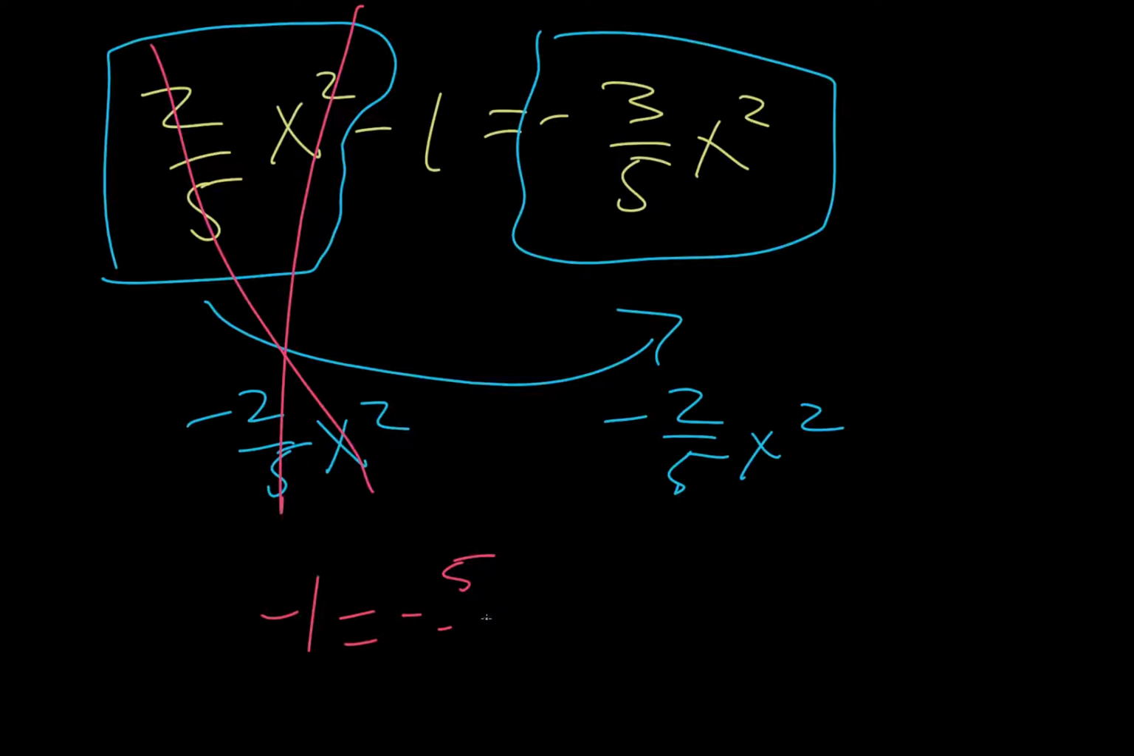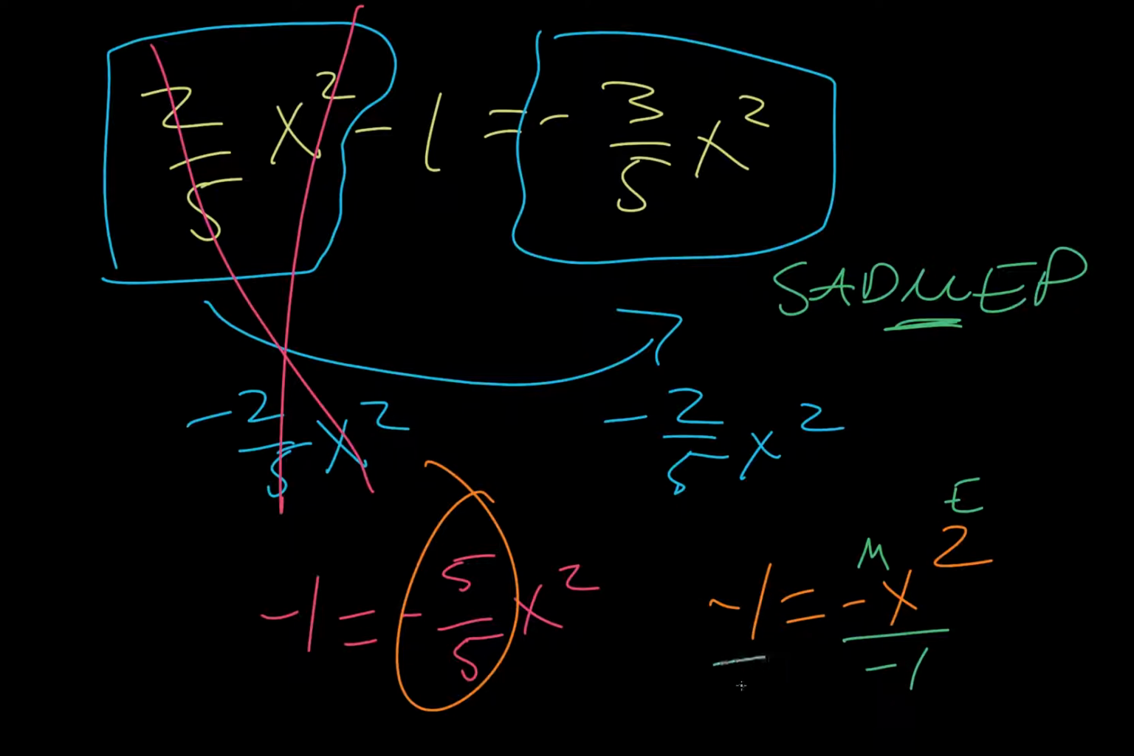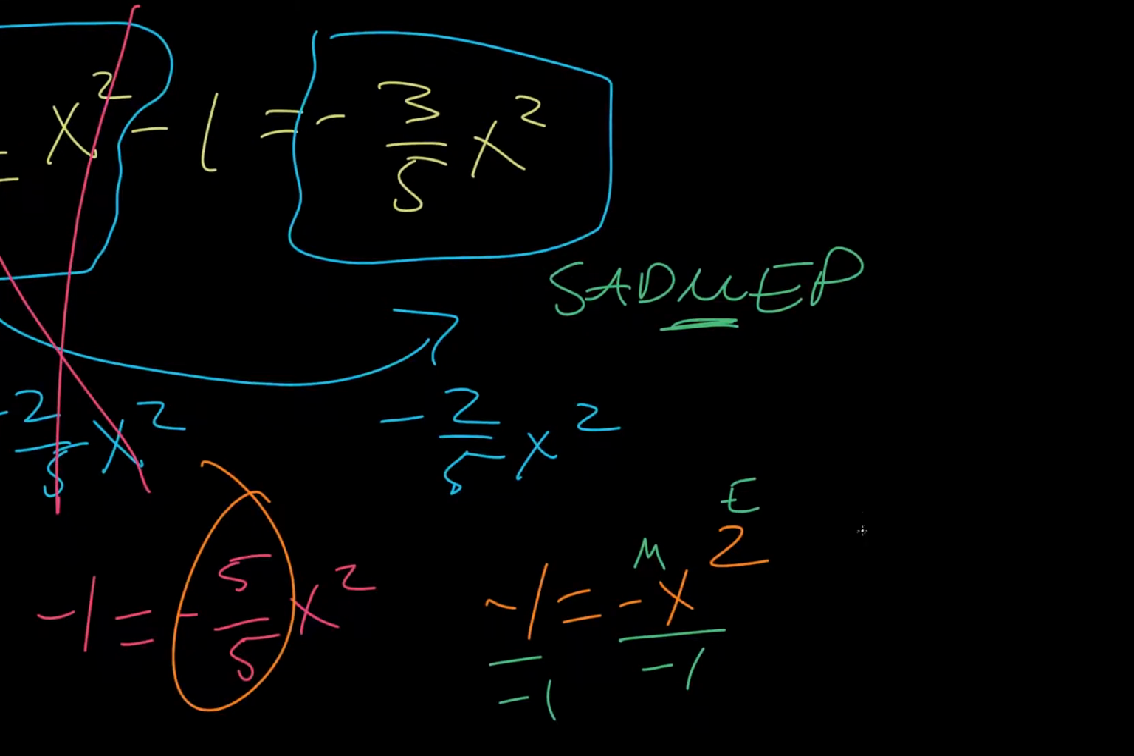So that's -5/5 x squared. We can reduce that. This is really just like a -1, so it's -1 equals -x squared. The negative right here is like multiplying by -1, so it's like multiplication. This is like exponents. And so if we write SADMAP, we see that multiplication comes first. So to undo that, we will divide by -1. So -1 divided by -1 is 1. And then these negatives cancel, so we're just left with x squared.